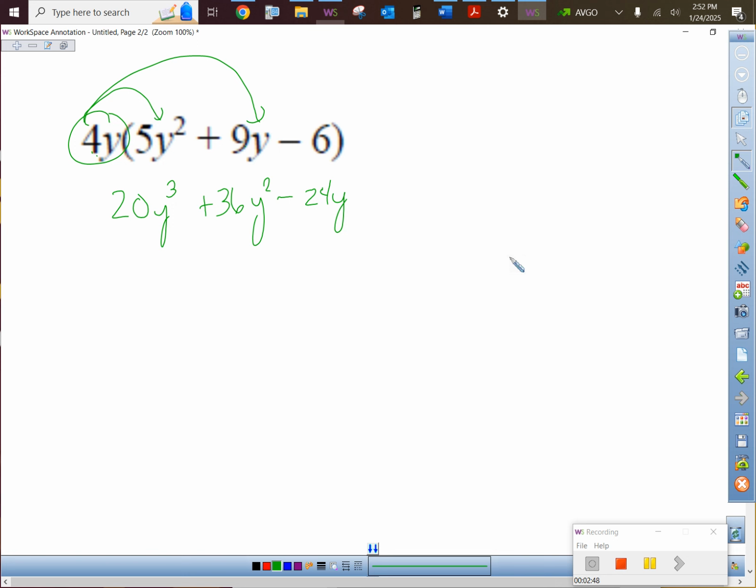Again, none of those are like terms. There's 3 terms there, but these are y cubes. Those are not. Those are not. These are y squareds, and none of those are, and this is a y. So no combining of like terms. So let's do a little distribution.